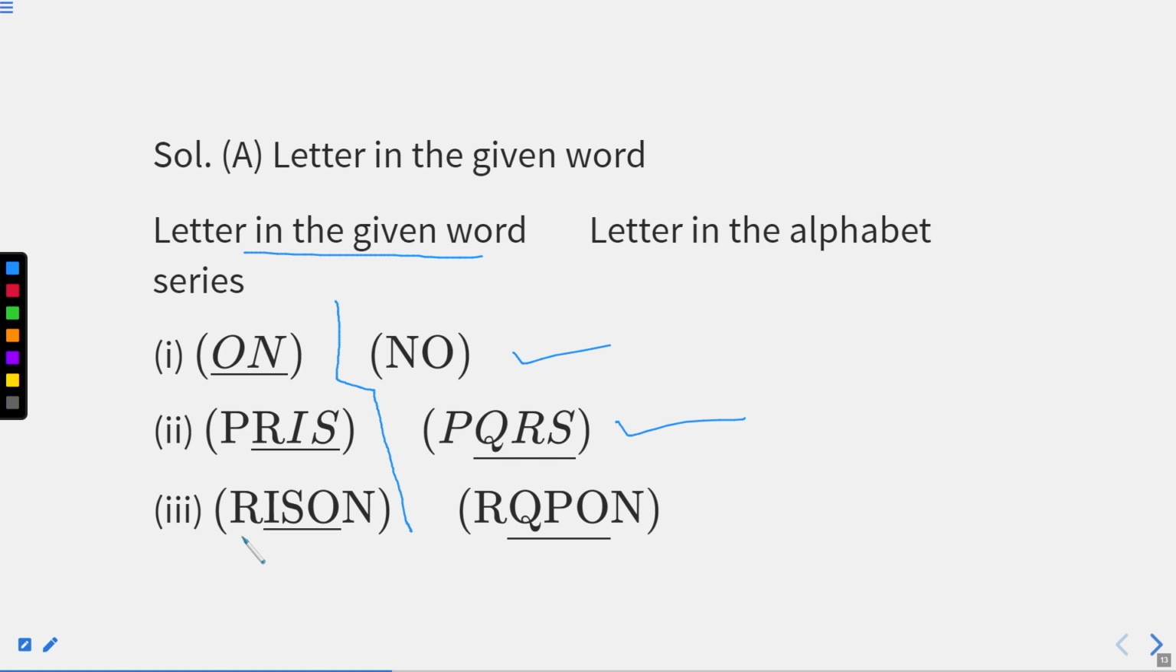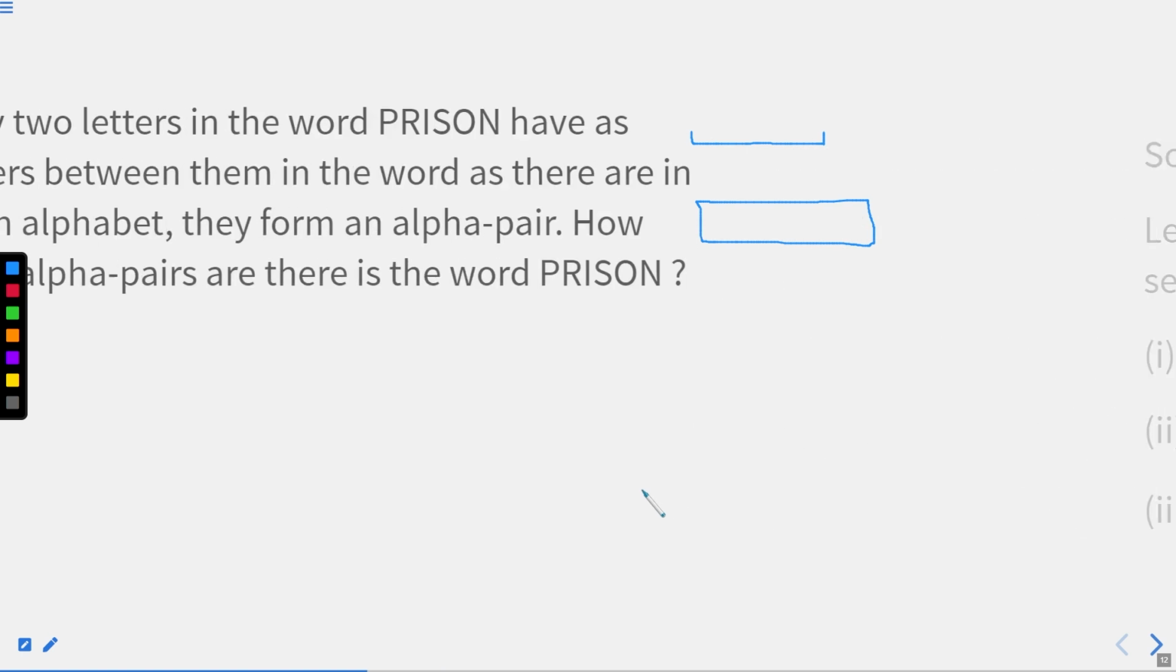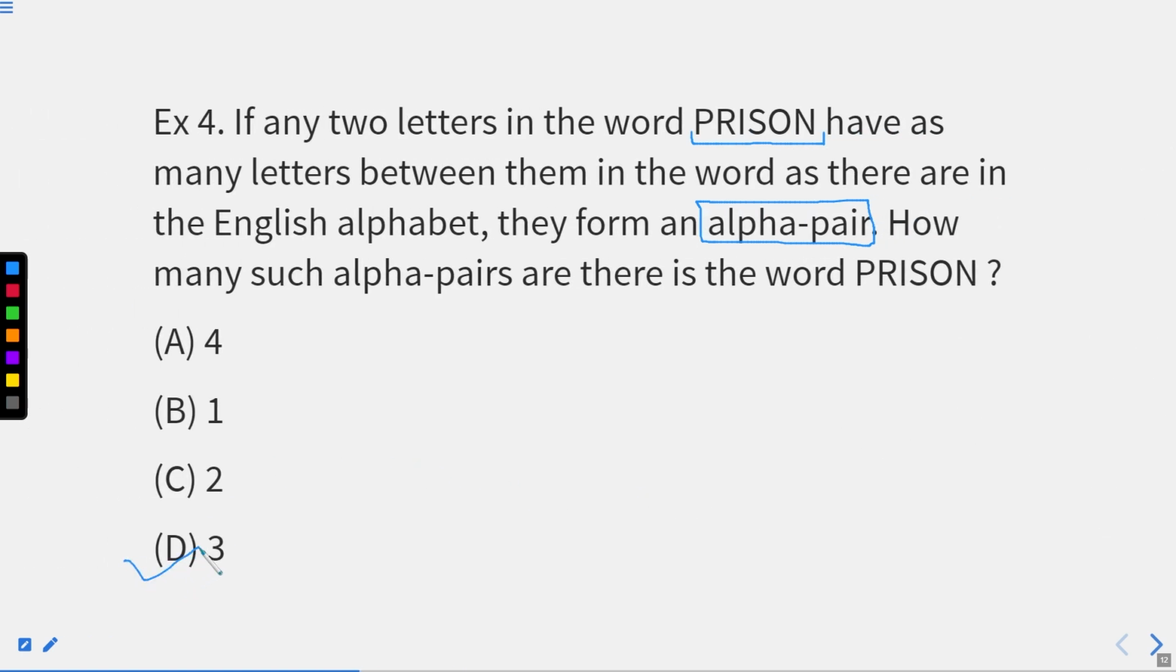Similarly for the third, as per the word prison, we have R, I, S, O, N, and between R and N we have three letters, that is I, S, O. In the alphabetical series we have R, Q, P, O, N, and between R and N we have three letters again, that is Q, P, O. So again it forms an alpha pair. So in total how many alpha pairs are we able to figure out? That is 3, right? So 3 is going to be our answer. I hope it is clear.